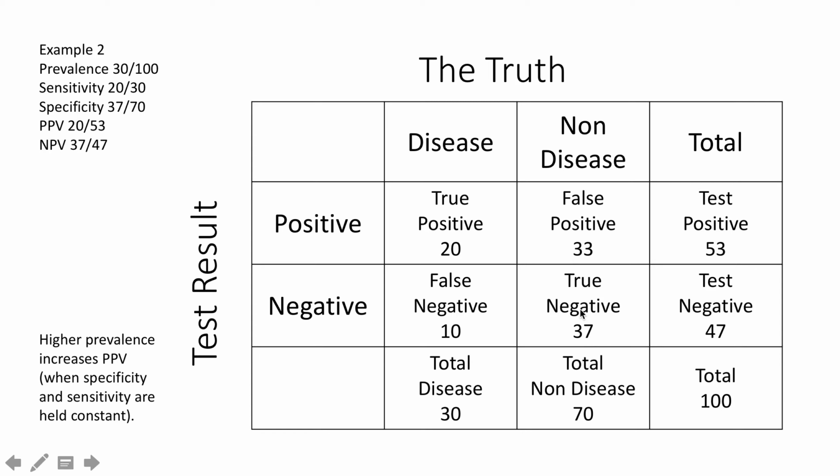Now, what does that change? So we've upped the prevalence of the disease, and we've left sensitivity and specificity alone. How does that affect positive predictive value? So now it's 20 out of 53. And so that increases our positive predictive value from 20% before to 38% now. There's just more disease, so a positive test is more likely to be true.